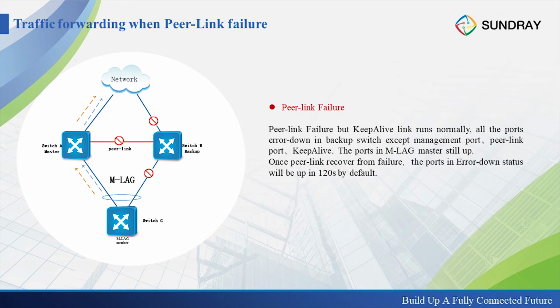For the traffic forwarding when the peer link fails but the keepalive link runs normally, at this time all the ports in the backup switch will be error-down, except the management port, the peer link port and the keepalive port. The ports in the MLAG master are still up. Once the peer link recovers from the failure, the ports in error-down state will come up in 120 seconds by default.